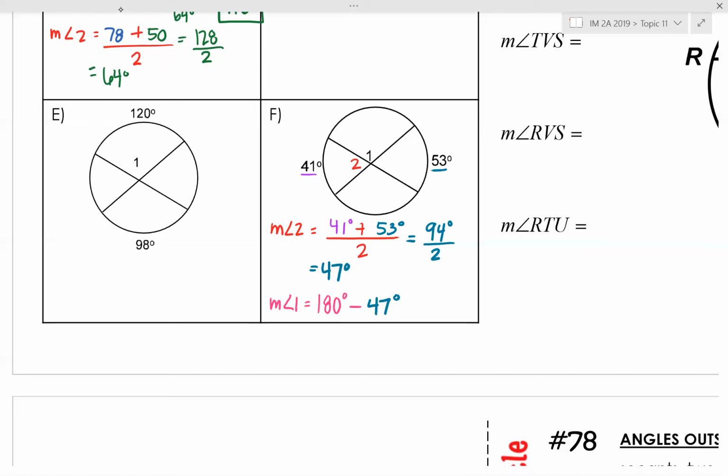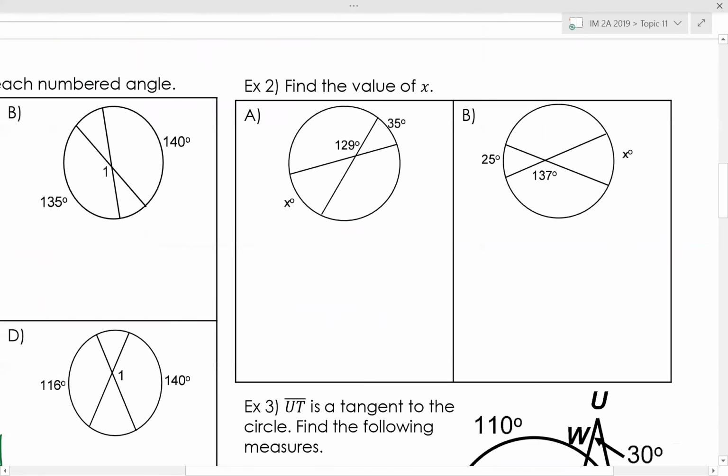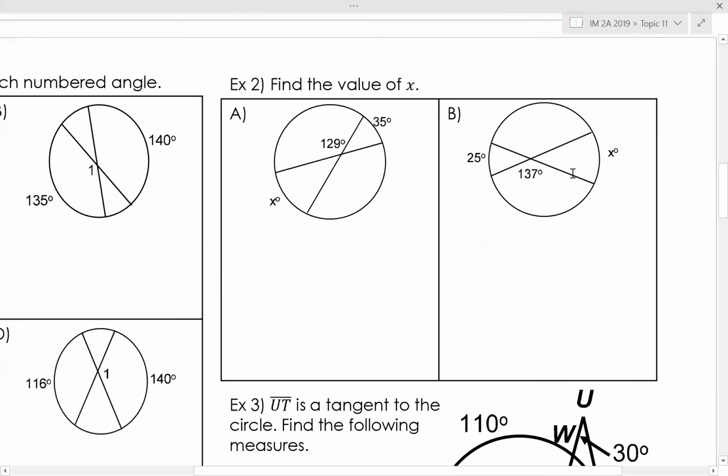And so that means that our answer is 133. Okay, so I'm using this formula for every single problem on this page, and you'll use this formula for any problems on your assignment that have the crossing inside, so it looks like an X inside the circle. We'll see something different on the next page.